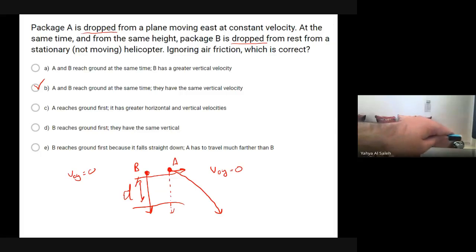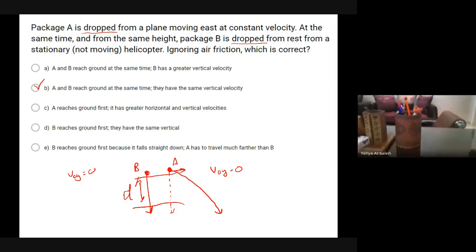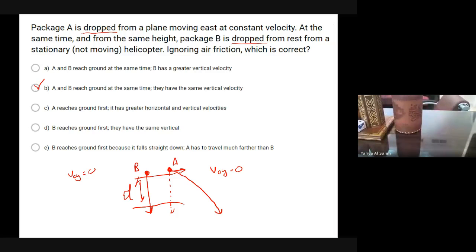Here. If I say drop, this is what I do. I have something in my hand. I simply open my hand and it drops to the floor. So my initial velocity is 0. As soon as I leave it, it starts accelerating downwards. If, however, I say throw, then I'm not just doing this. No, I am actually throwing it to the ground. So I'm giving it an initial velocity in the y-axis.